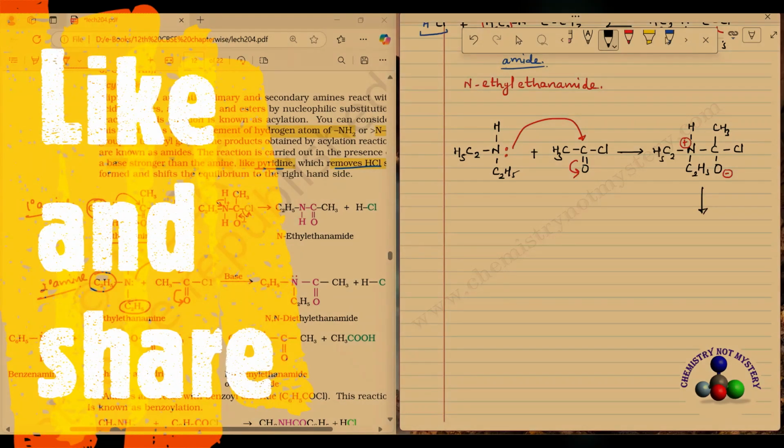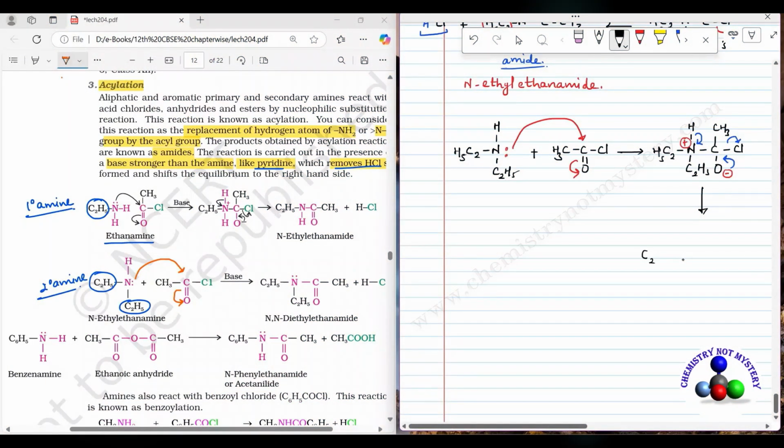Now in the next step, this hydrogen leaves the molecule without its bonding pair of electron. This negative charge moves back between carbon and oxygen and expels Cl in the form of Cl negative ion. So here you will get C2H5. Here it is bonded with nitrogen. On the other side also ethyl group is there. Now charge over nitrogen is neutralized.